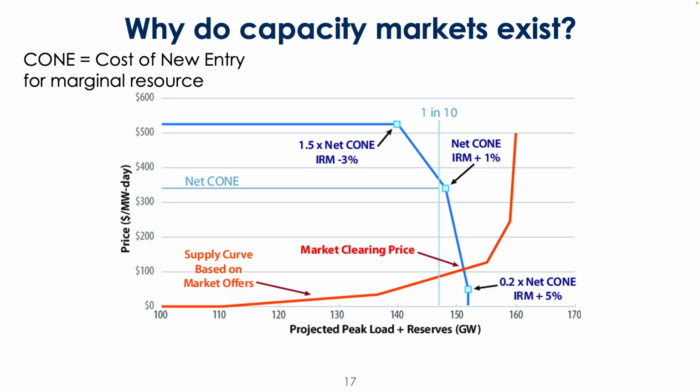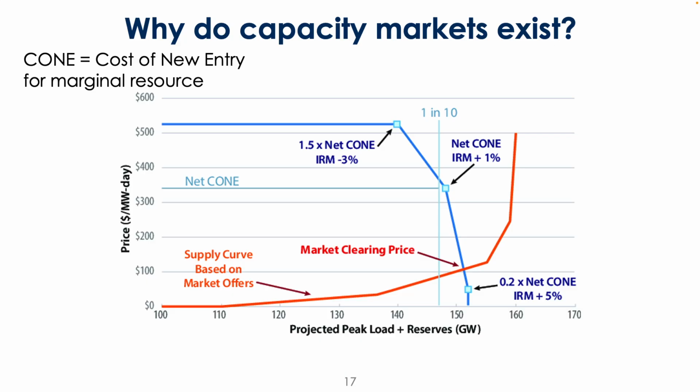And so there's a bunch of generators, and they're going to make offers into that auction based on the cost of capacity, right? So this is like $1 per megawatt per day or $1 per megawatt per year. And some resources are cheap. Some resources are a little bit more expensive. And so they just build this supply curve based on those market offers, right? And so you go from low to high. Okay, so that's the supply curve.